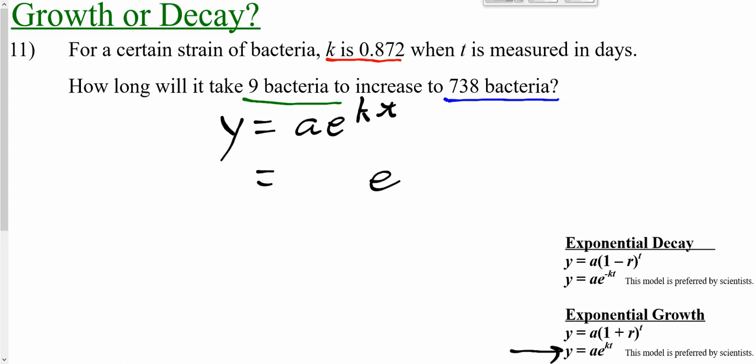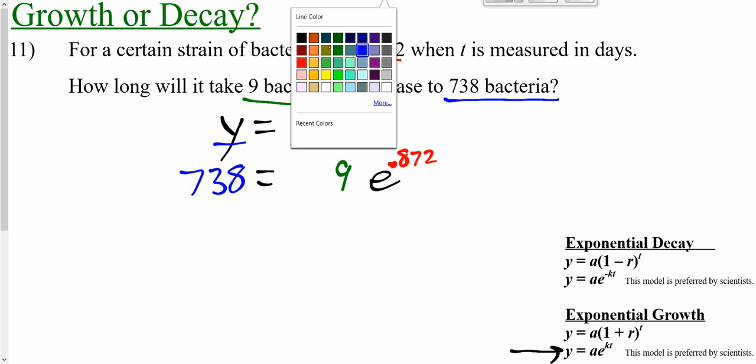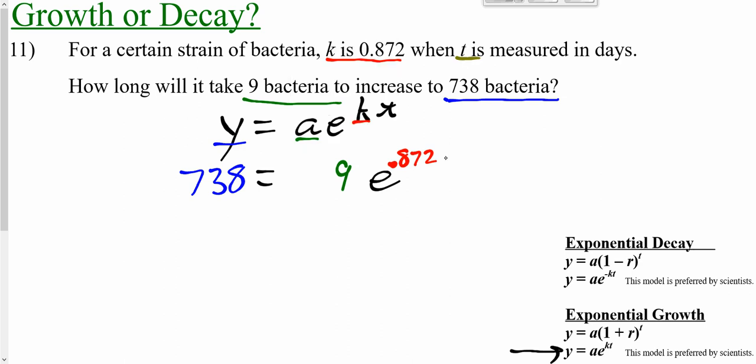What we're starting out with is your A value, which is just 9. Your K value, they're telling you what that is. And what you're ending up with is that 738. And you're asked to figure out T.